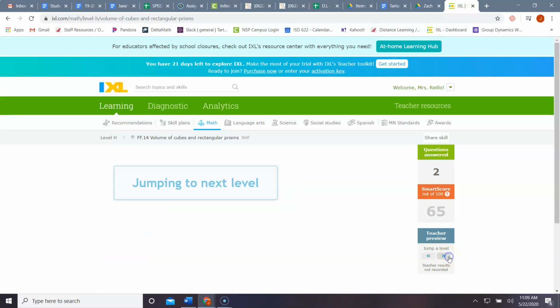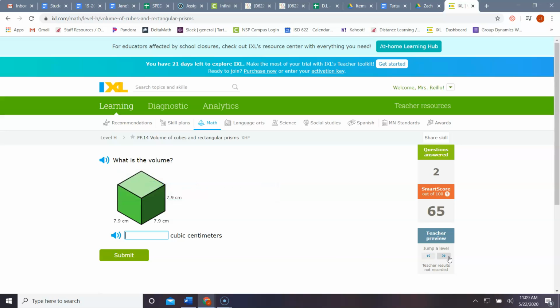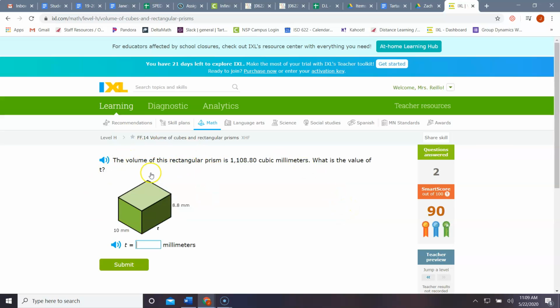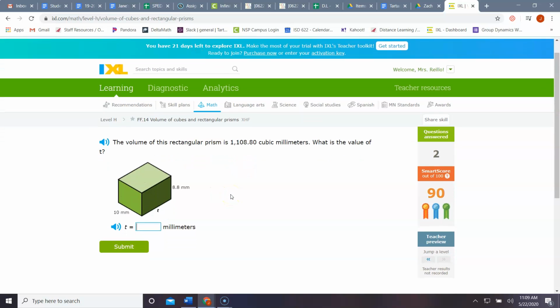Let's jump up a couple levels and see if there's anything else that we want to talk about. Here's a good example. Okay, this one you're going to have to work backwards for. You see we're missing one of our lengths. So the way that we want to work this out is use your volume formula: length times width times height.